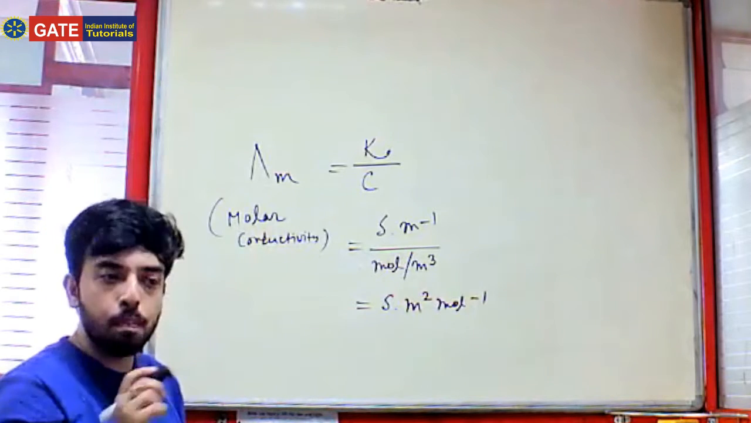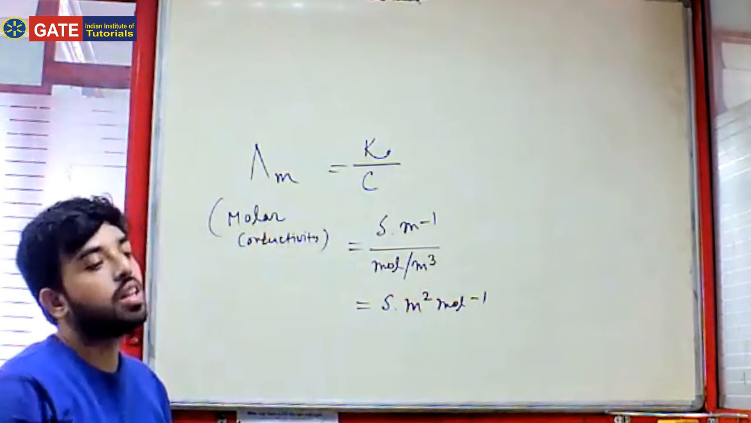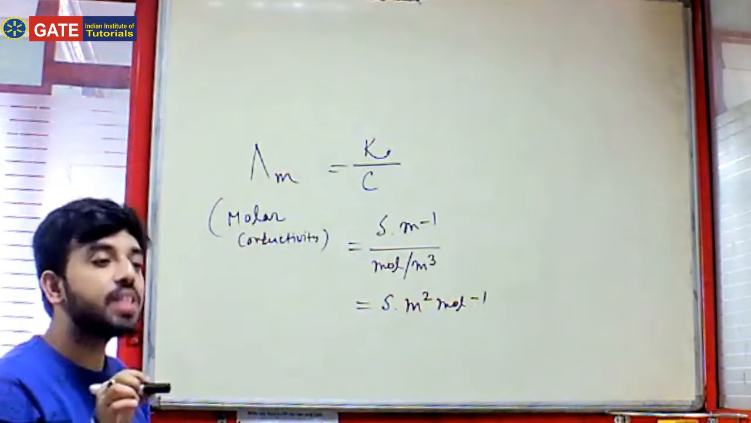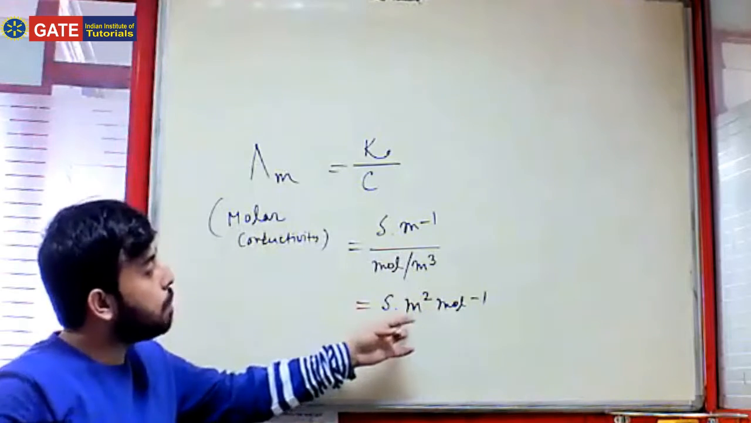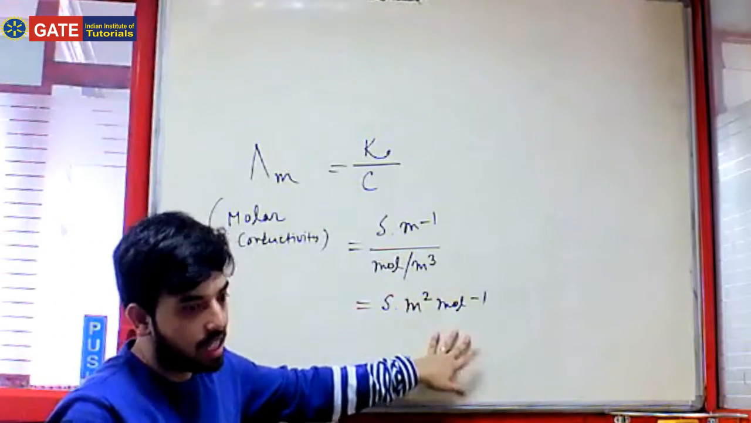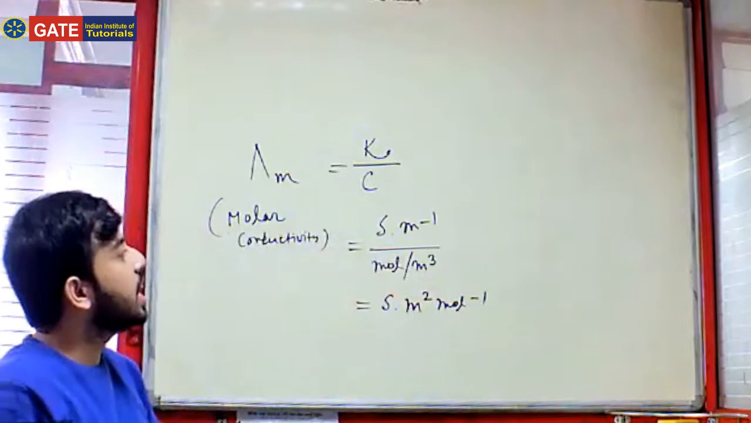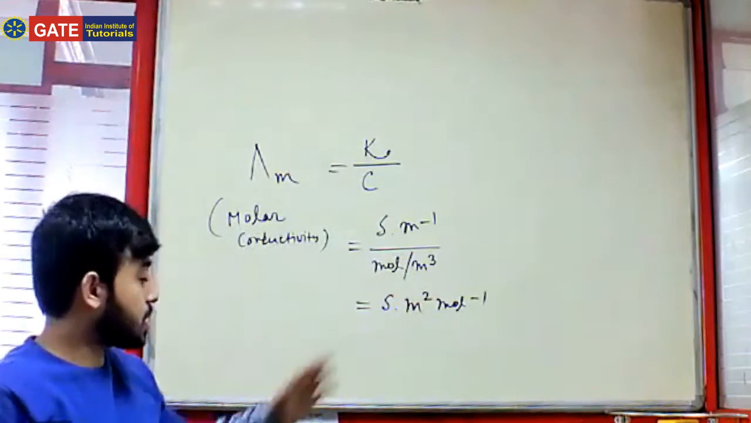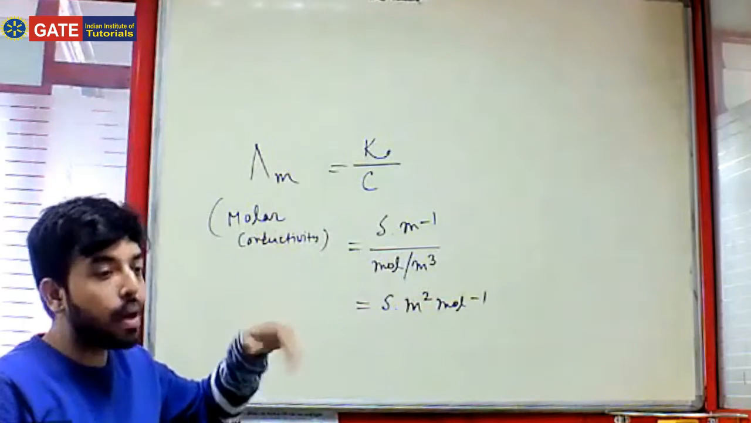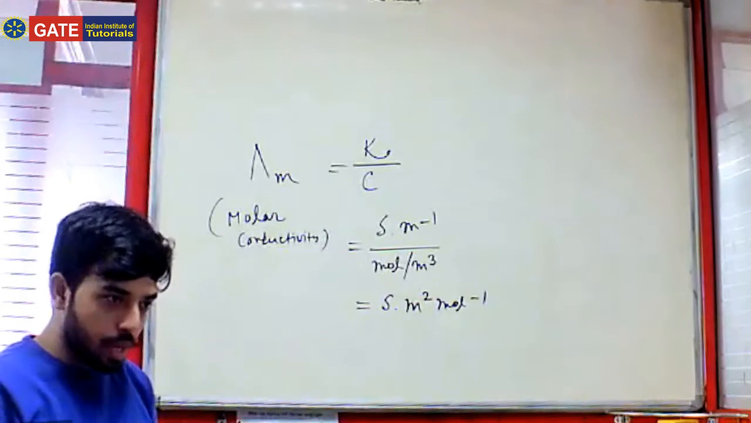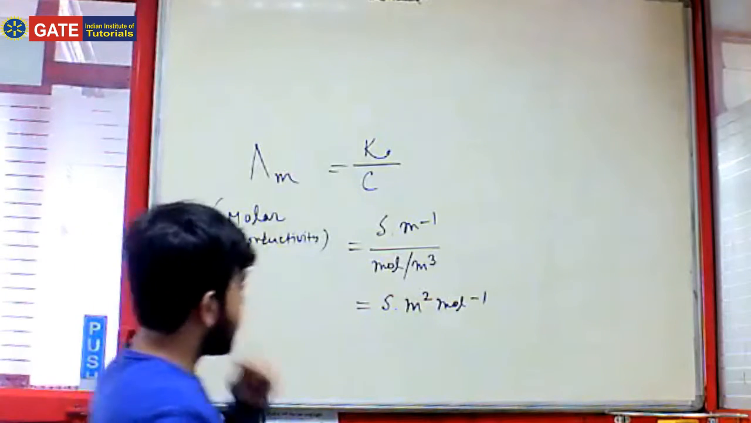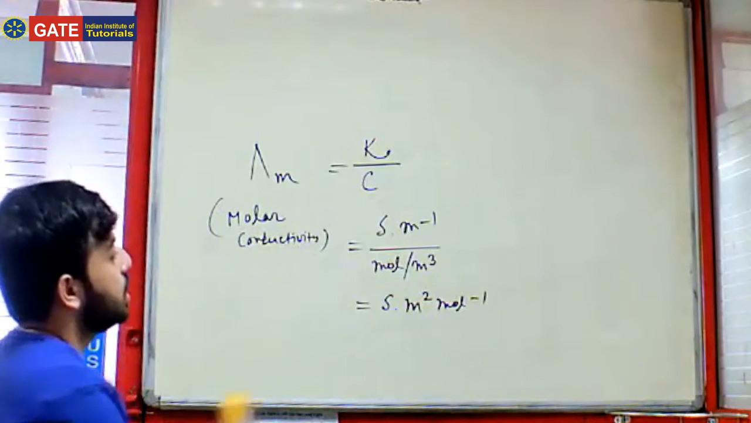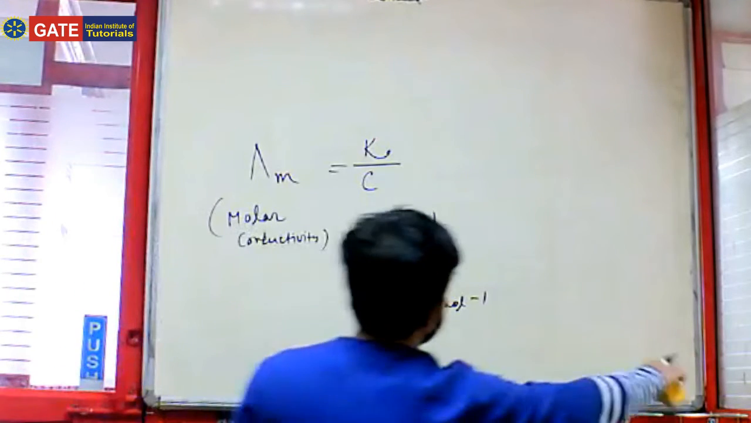So what is molarity? In a simple way, the conductivity of a one molar solution is nothing but the molar conductivity. This is a very simple way. So the unit is Siemens meter square mole inverse. But when you are putting concentration in gram per liter, that also you can put. Then remember this. If you check the book, they have complicated this thing. I'm going to show you in a very simple way.